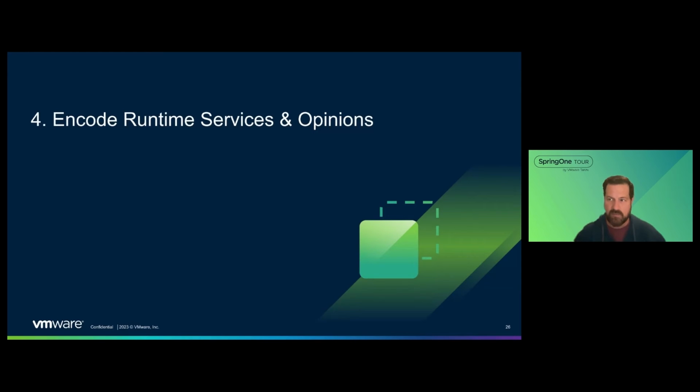Okay, so the fourth thing that a development platform should do for application teams is to provide as much out-of-the-box support as possible for the various runtime services and the business's opinions, right? So that you can meet the guidelines, but also have consistency for all of the applications you're deploying.